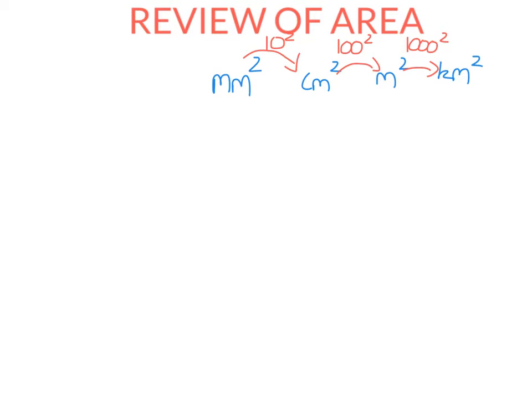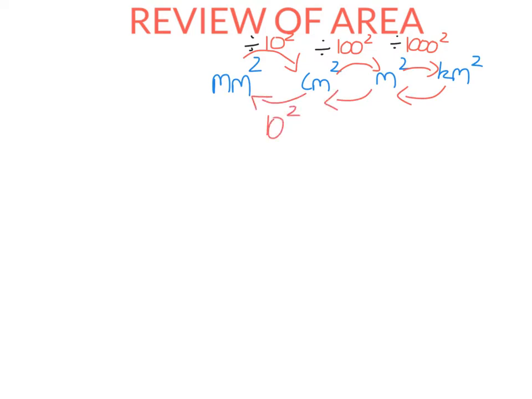So when you're converting from a smaller unit to a larger unit, you divide. It sort of may seem a bit counterintuitive. You might think if you're going to a larger unit, you must times. But there are fewer of the larger unit, that's why we divide. So if you want to go from centimeter squared to meter squared, you divide not by 100, but by 100 squared.